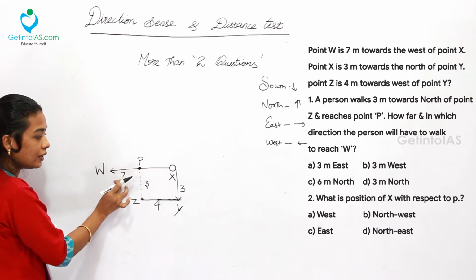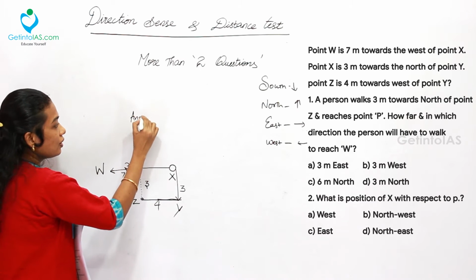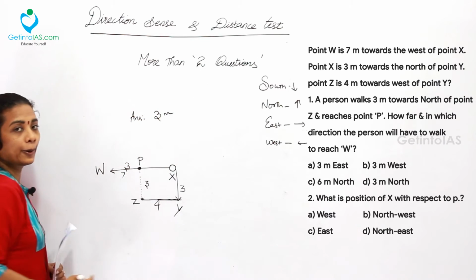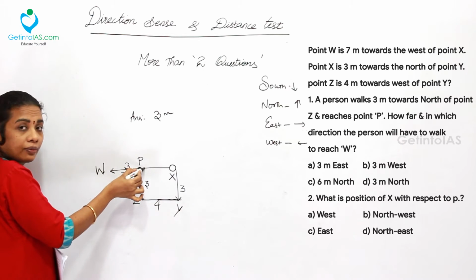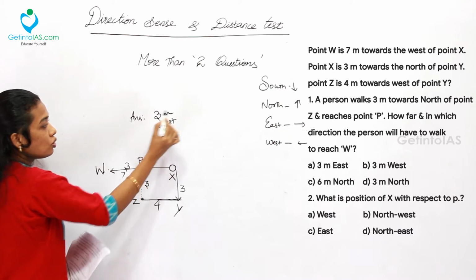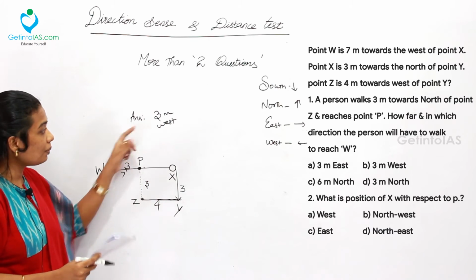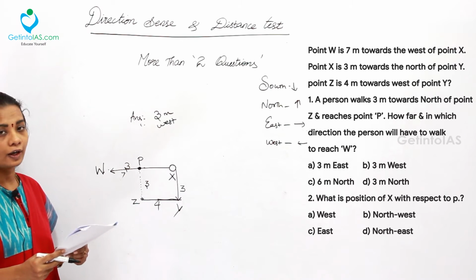Here the total line is 7, minus 4 is 3. So the first answer is 3 meters is the distance. Okay. In which direction is W located from P? W is located in the west direction. So finally, my answer is 3 meter west for the first question. First question, option B is the correct answer.